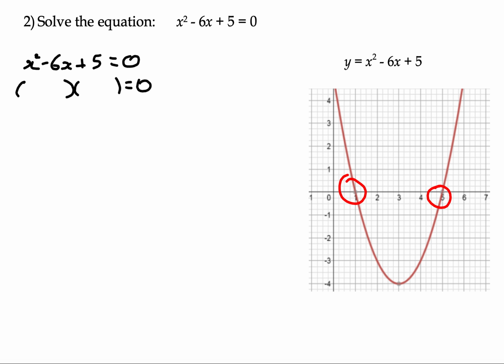So what do we do? We can say, well, let's multiply. The first number is a 1, remember, 1x squared. 1 times 5 is 5. And then the number in the middle is negative 6. The coefficient of the x term is negative 6. That's what we're going to add to. So we're looking for factors of 5 that add to negative 6.